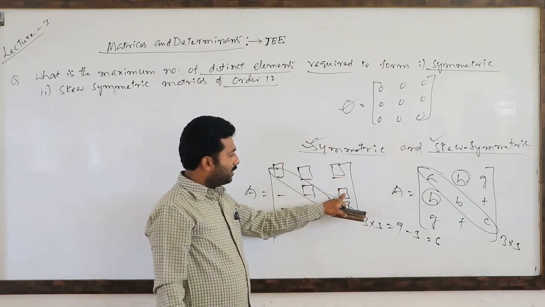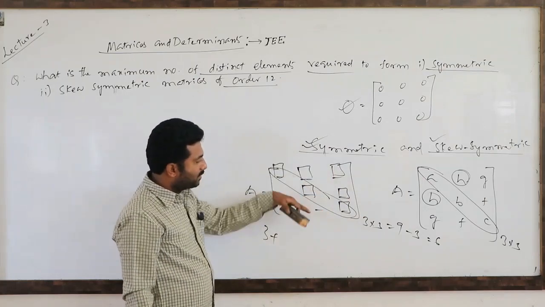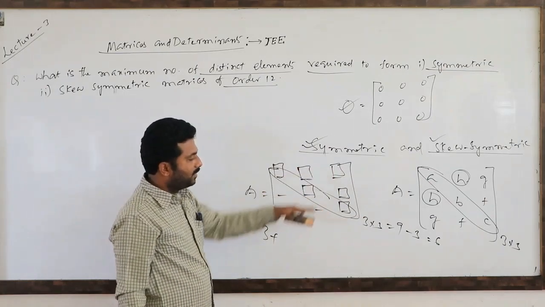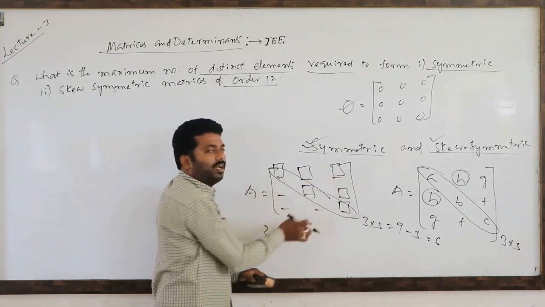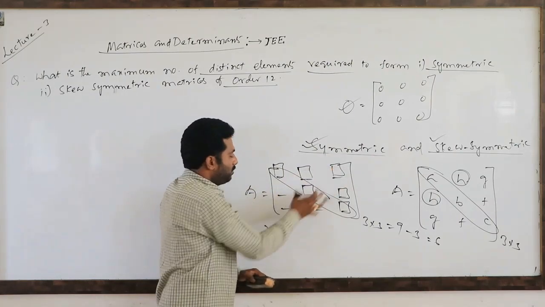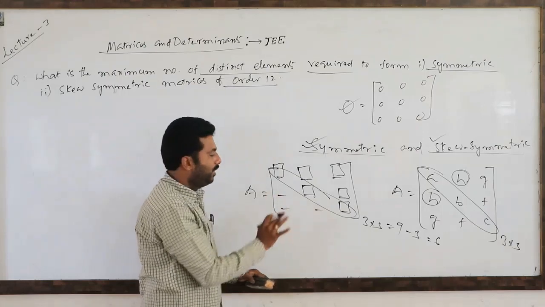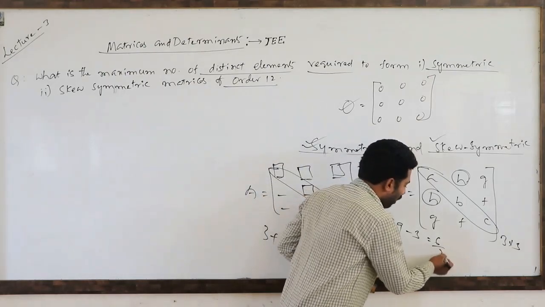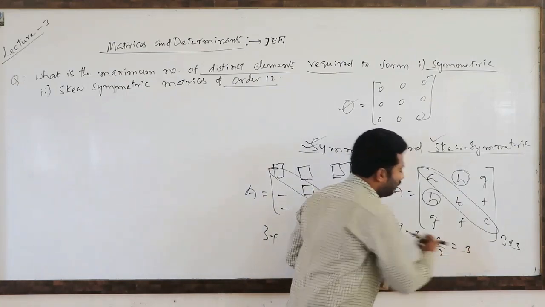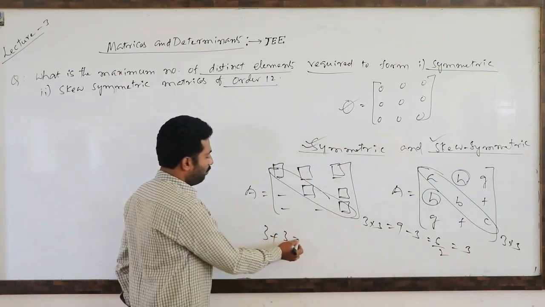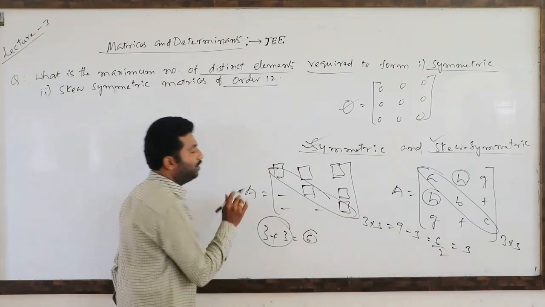So the remaining 6 elements means 6 elements. Among the 6 elements, it is not necessary to fill up all these 3 blanks and these 3 blanks. If you fill up these 3 blanks, automatically these 3 blanks will be gone. So only half of them we will take. Half of them means how many will we take? 3. So 3 plus 3 means 6 distinct elements required.